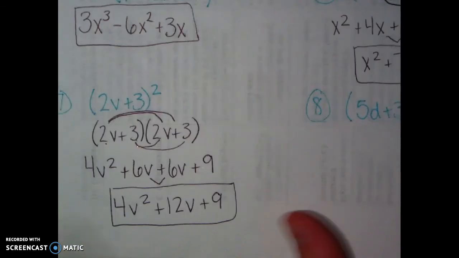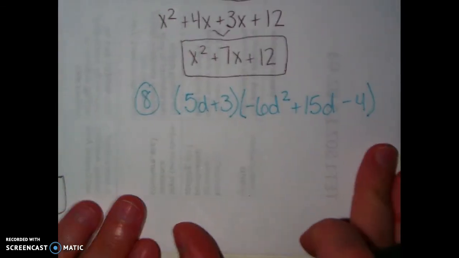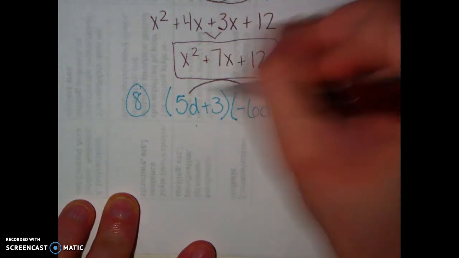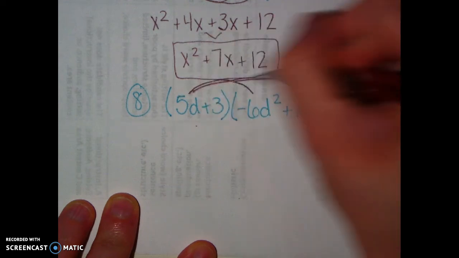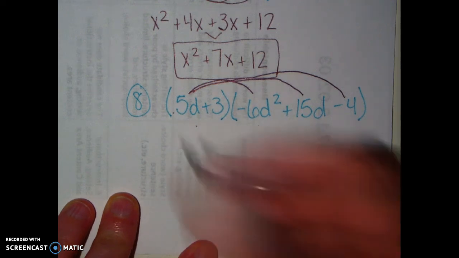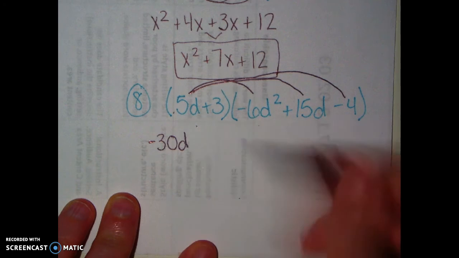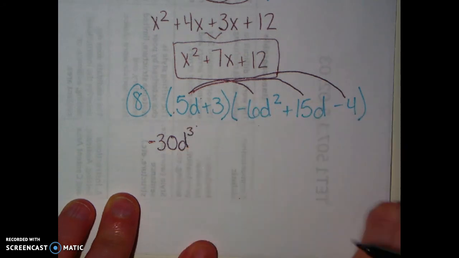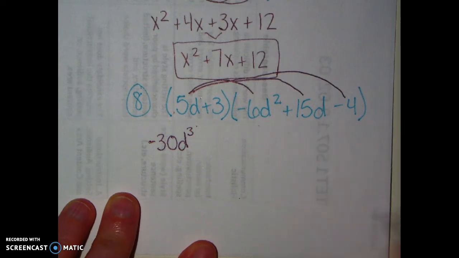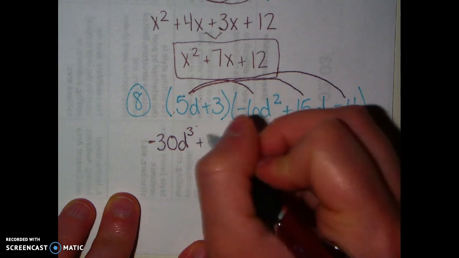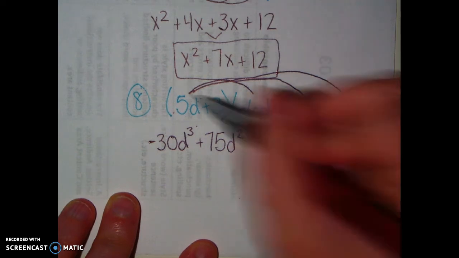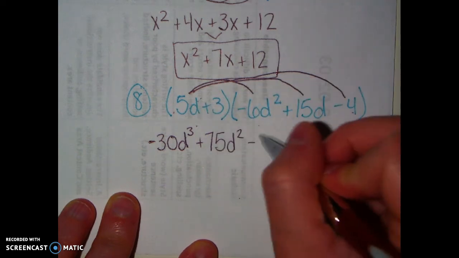Okay, one last one, and it's a lot. So this is a binomial times a trinomial. So now I'm going to have to do 5d times that, 5d times that one, and 5d times that one first, and I'll have to repeat it with 3. So 5d times negative 6d squared. 5 times negative 6 is negative 30. And for d, I add up 1 plus 2, so that's 3. Then I do 5d times 15d. 5 times 15 is 75. And 1 plus 1 is 2, so that's d squared. Then the last one for this one is 5d times that negative 4. That makes a negative 20d.